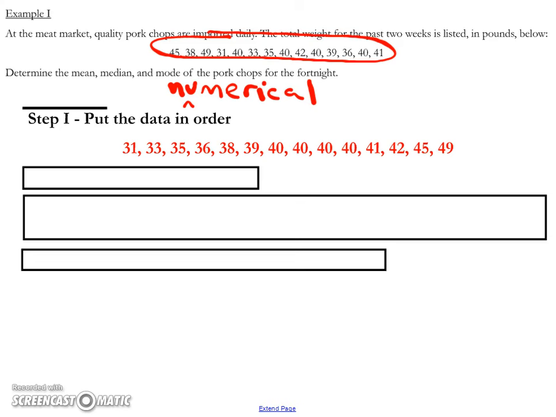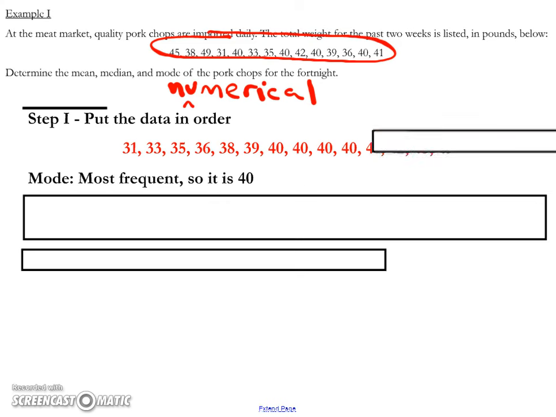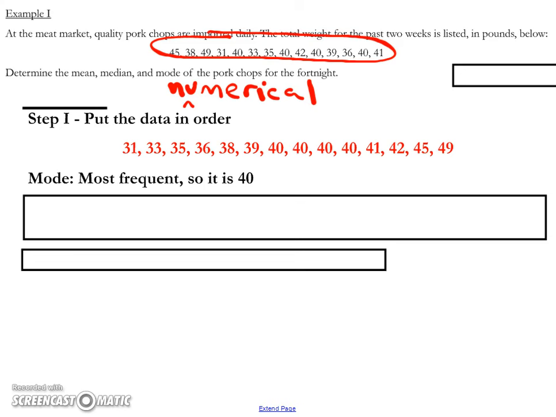So now I've got my 14 numbers in order. If you're not sure, double check that you've made all of them. We're asked to determine the mean, median, and mode of the pork chops of the fortnight. The easiest of this to find is the mode. Mode is the most frequent, and so this is 40. Now you may recall from class, because there's only one mode, this data is unimodal.